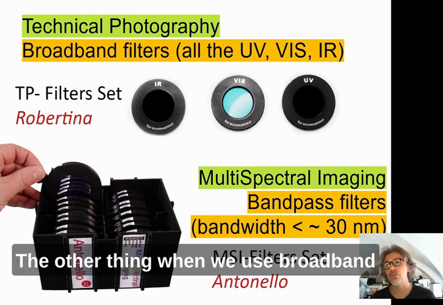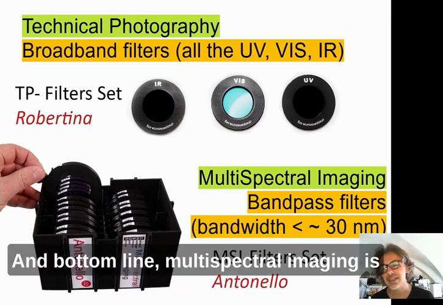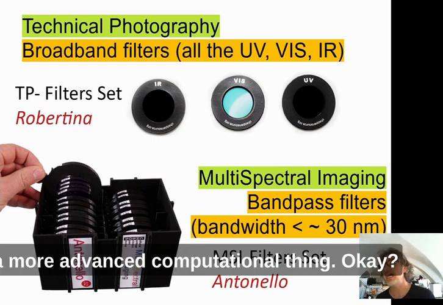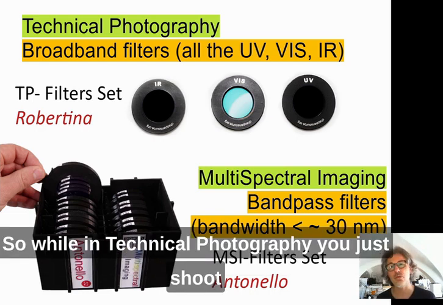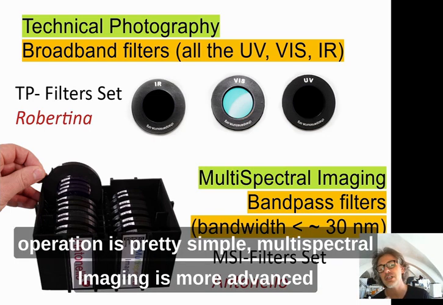The other thing, when we use broadband filters, that one is called technical photography. And bottom line, multispectral imaging is more advanced computationally. Okay, so while in technical photography you just shoot the image and you can compare them and the operation is pretty simple, multispectral imaging is more advanced.